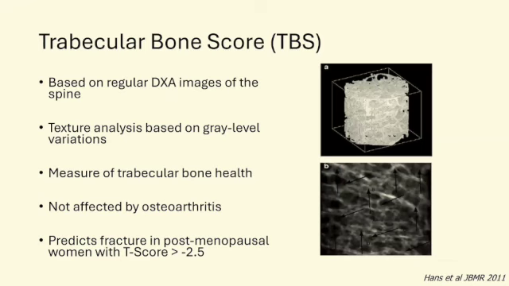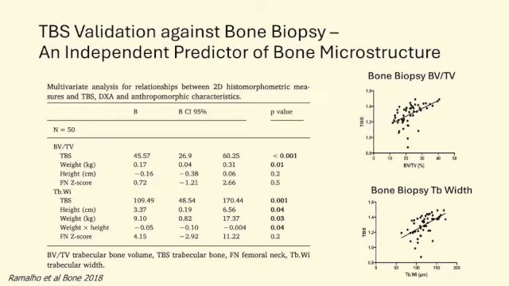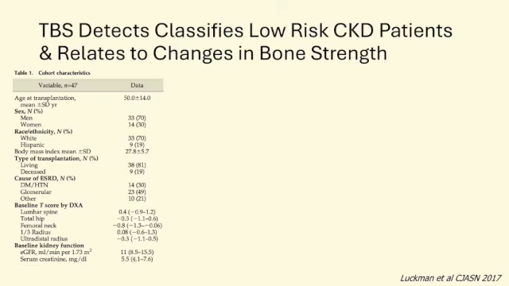But how does this operate in patients with CKD? So we've done some work in this area. We've evaluated and validated the TBS measurements in patients with CKD against transiliac crest bone biopsies. And we've shown that TBS is correlated with bone biopsy-based BV over TV and trabecular width, even after adjustment for femoral neck Z-score.